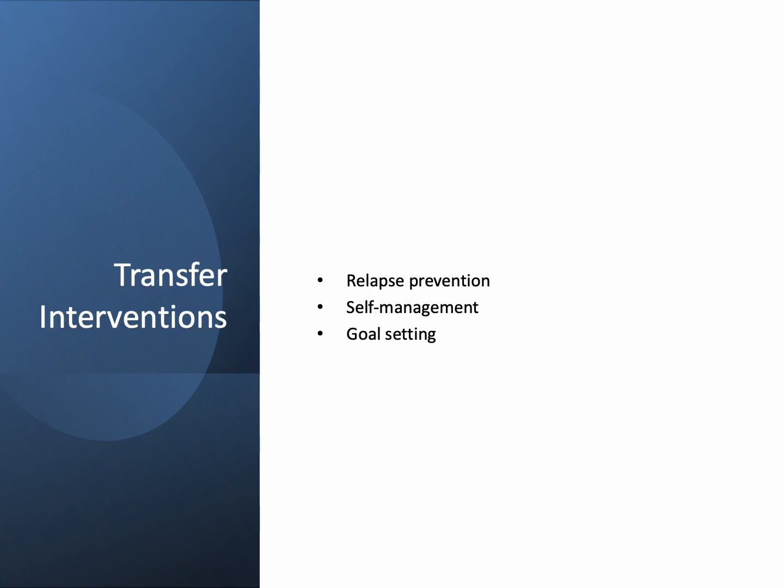Transfer interventions, provided at training's end, include relapse prevention, avoiding skill loss, self-management, where trainees monitor progress, and goal setting, defining performance targets. For example, goal setting in sales training drives performance. As we discuss this, consider how interventions could enhance training in your field. In industries like hospitality or IT, interventions ensure skills are maintained, improving long-term performance and aligning with organizational objectives.